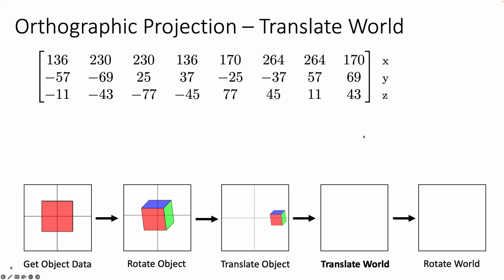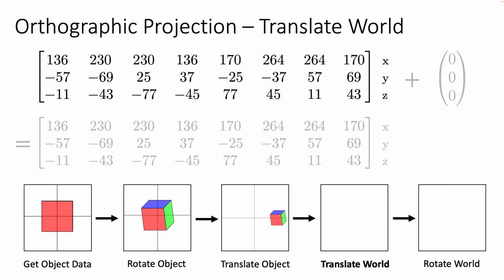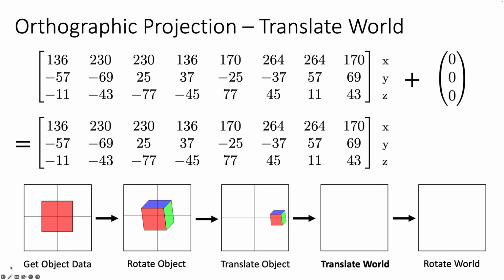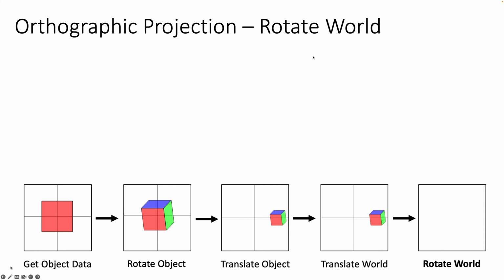The translate world step is basically the same thing, except we're translating it based on the world's position. In orthographic projection, the camera is still there, of course, but it's not as important as in perspective, because the distance from the camera to the objects, and even the angle to some extent, doesn't matter too much. So I tend to think of it in terms of the actual world rather than the camera, which is why I can just say translate the entire world. In our case, the world is not translated by anything, so we're adding a 0, 0, 0 vector, which leaves it the same, and we get the exact same image.